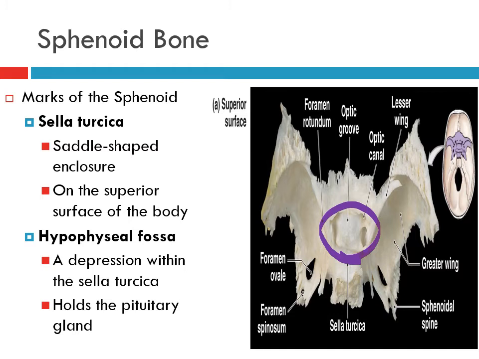And remember that I said anything that has its own bony case is very important. And the pituitary gland is arguably the most important gland in your body. It secretes 9 different hormones that are extremely important for multitudes of functioning. And so it has its own bony case within the cranium. And the floor of the sella turcica is called the hypophyseal fossa. So the pituitary gland sits in the hypophyseal fossa within the sella turcica.